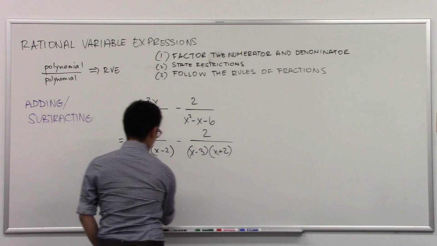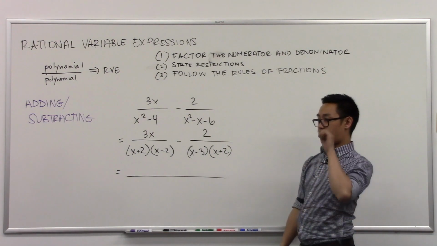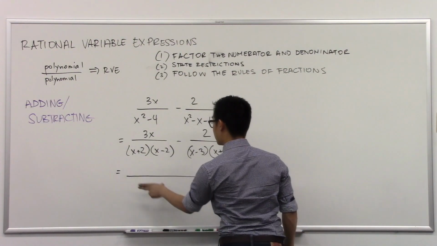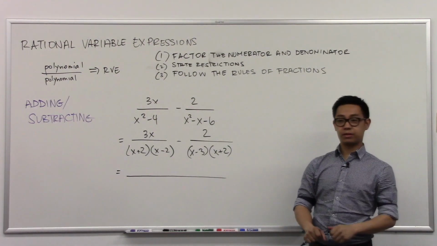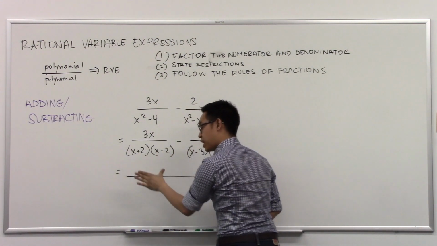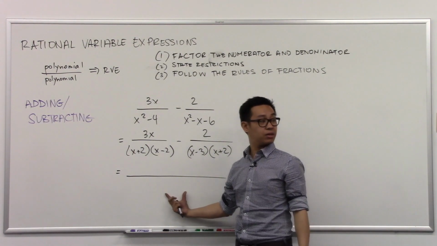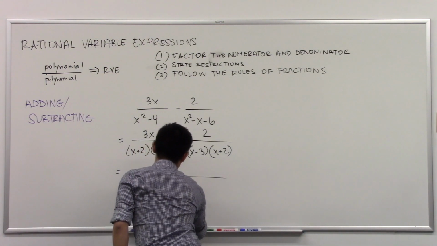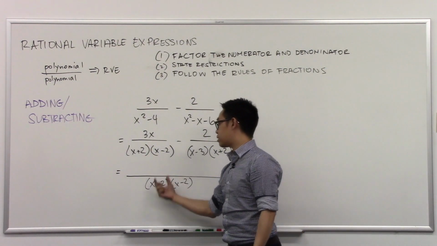Now, this is the hard part. Figuring out what the common denominator is. The common denominator is the expression that each of these will be able to divide into. This denominator will be able to go into it, and this denominator will have to be able to go into it. If the x plus 2, x minus 2 has to be able to divide into here, then it has to be present in the denominator. Otherwise, it cannot divide into it. So this has to be there, this has to be there.